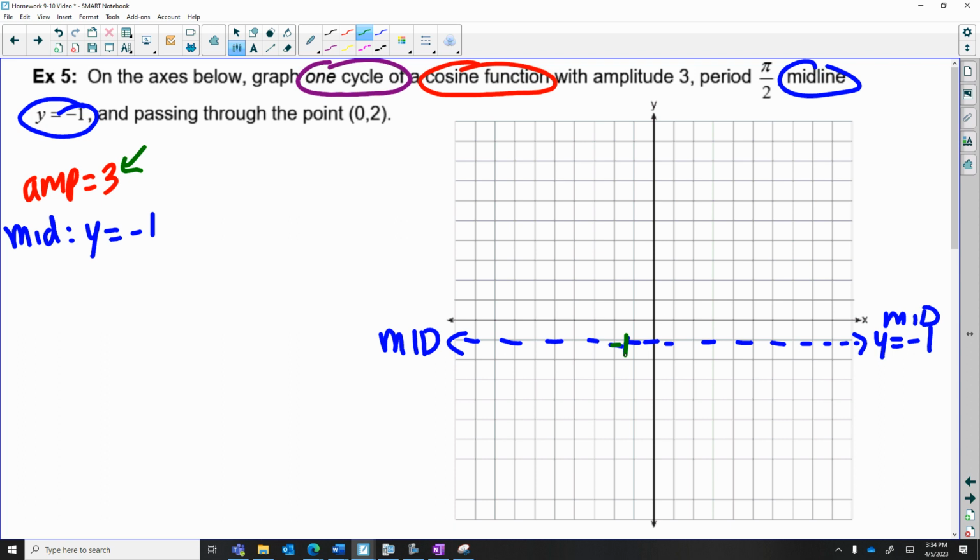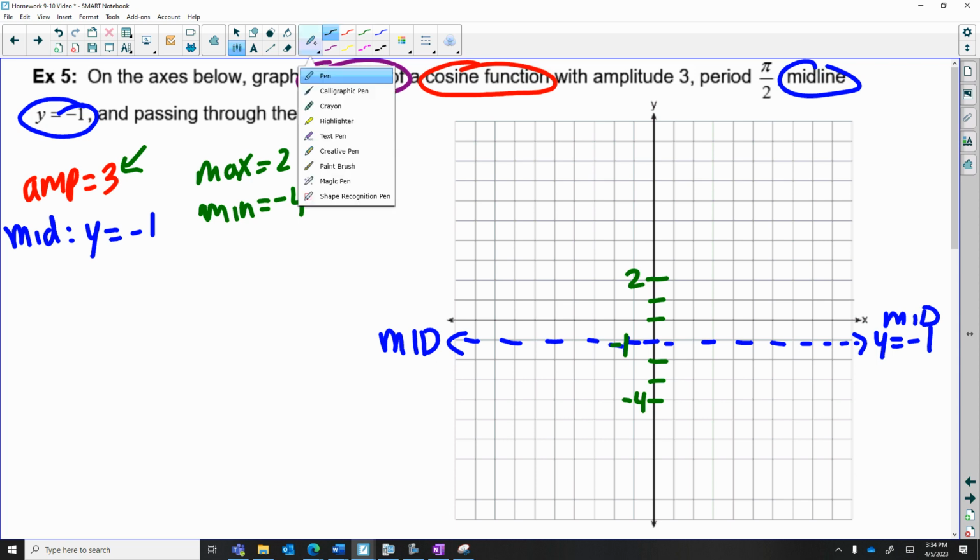3 units up, 1, 2, 3 is actually 2. 3 units down, 1, 2, 3 is actually -4. So that means that our maximum value is 2 and our minimum value is -4. And we're going to be alternating between our key values of our midline, our maximum, and our minimum. So we're alternating between -1, 2, and -4.